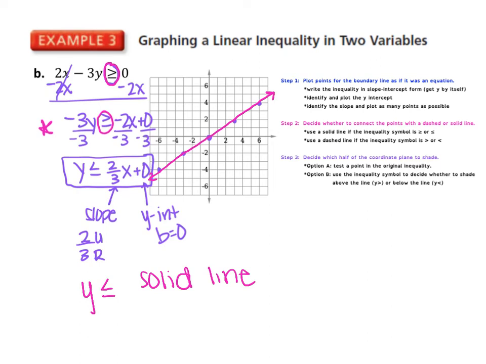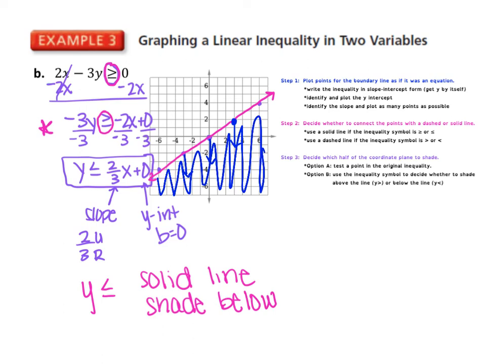my arrows at the end, and then my last step is to decide which half of that plane I need to shade. And since it ended up being y is less than or equal to, that told me to shade where the height is below. That's what y is less than tells me, to shade below. So I put my pencil at any point on that graph. I'm going to put it right here, and I say I'm going to shade below. So I go down. So I'm going to shade the half that has height that's less than that line. Okay, so again, put your pencil on the line and go straight down, and that's the half you want to shade.